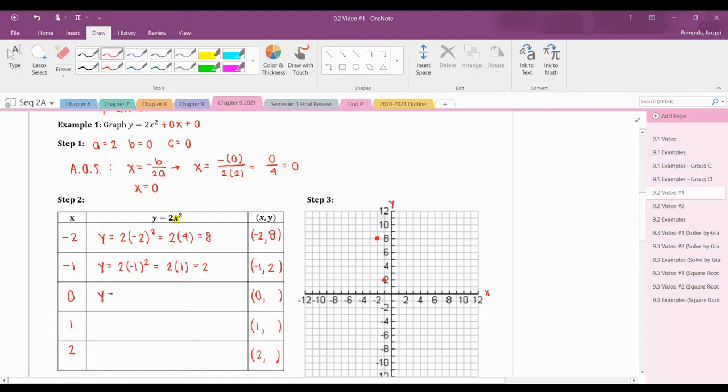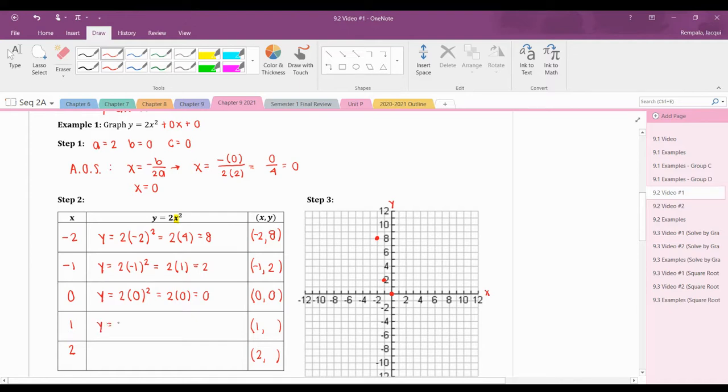Then I'm going to plug in 0. So in parentheses, I put 0 in. Well, notice that when I square 0, I'm going to get 0, and then anything times 0 is 0. So it looks like (0, 0) is another ordered pair. So that is at the origin, smack dab in the middle.